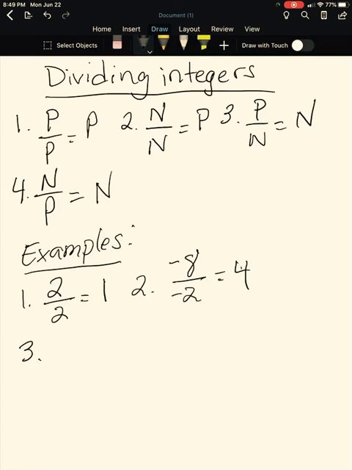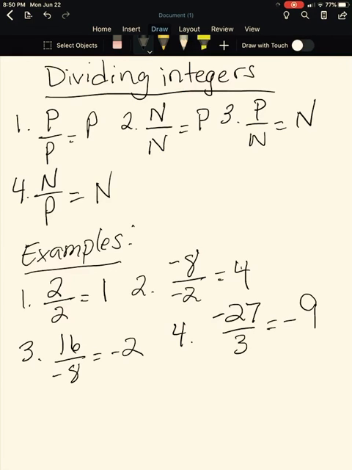Number 3, that's positive divided by negative. If I do 16 divided by negative 8, I'm always going to get a negative 2. And then for 4, let's do negative 27 over 3. That's going to give me a negative 9.